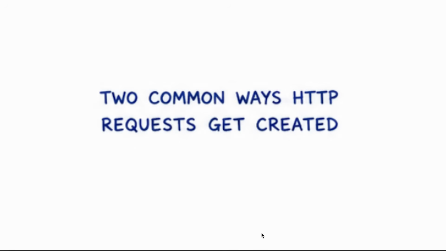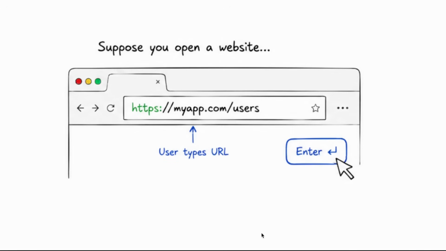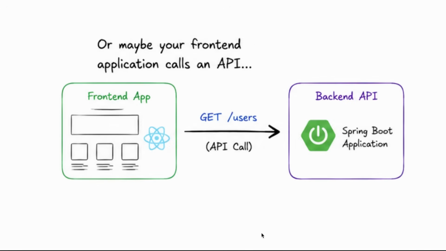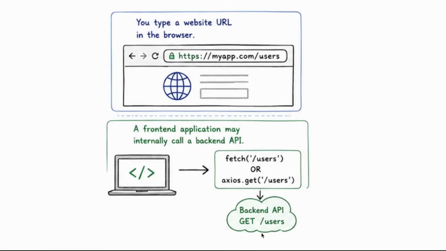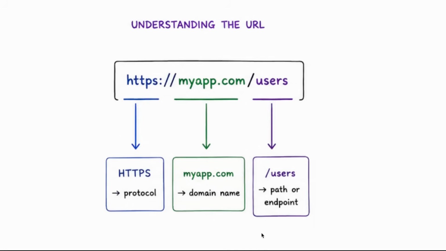There are two very common ways HTTP requests get created. First, you type a website URL in the browser, and second, a front-end application may internally call a backend API, right? Even though these look different, both of them eventually create an HTTP request. Now, a URL has multiple parts, right? First one is the protocol, which is HTTPS. Second is the domain name, which is myapp.com. And the third is the path or endpoint, which is /users.